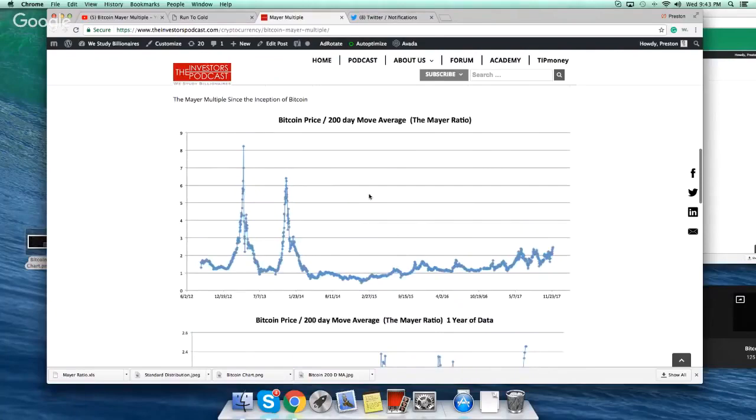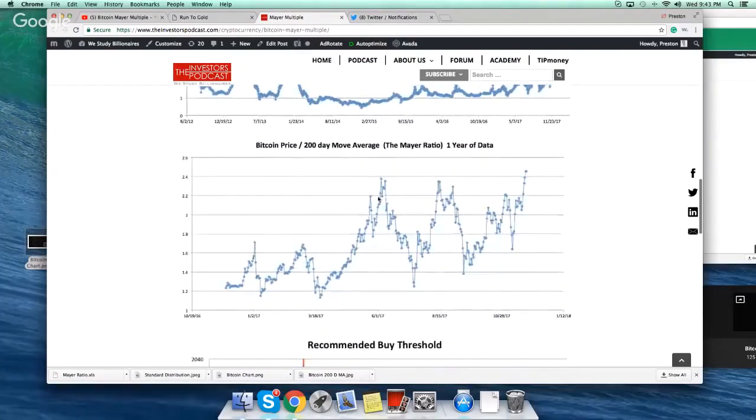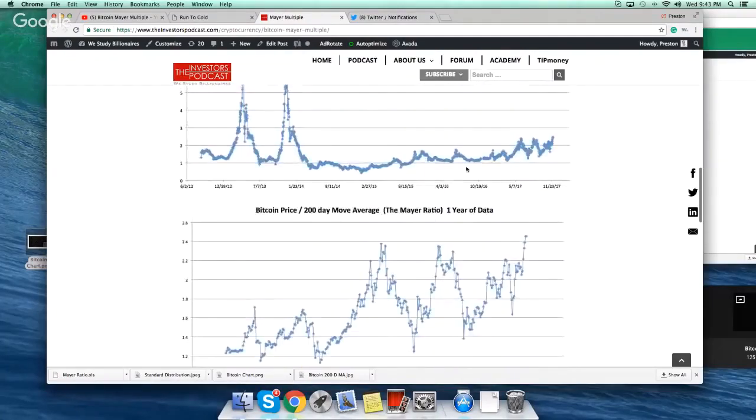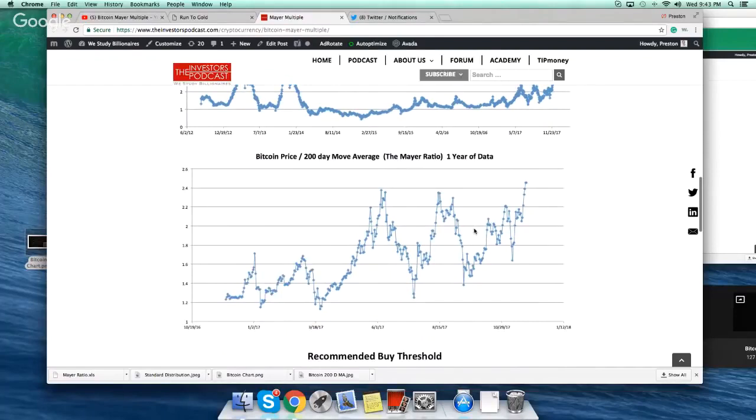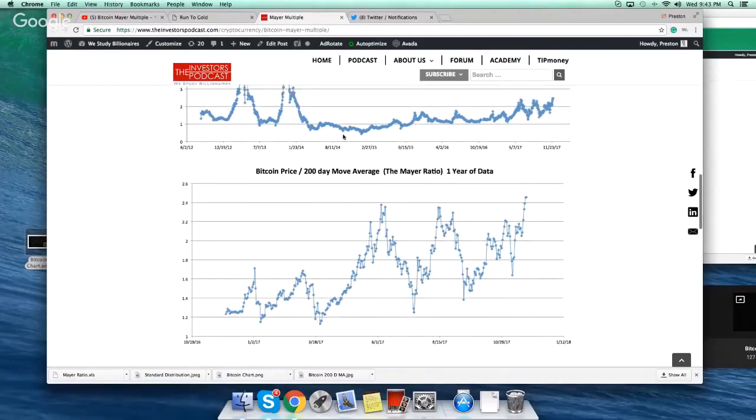This chart here that I'm showing you is the exact same chart, only this is for 1 year of data. So if you were looking over in this area right here, all this down here is a zoom in of this area. Okay, so you can see what's been normal for the past year is that we really haven't gone lower than a multiple of 1.2, which is higher than what we've seen back here.